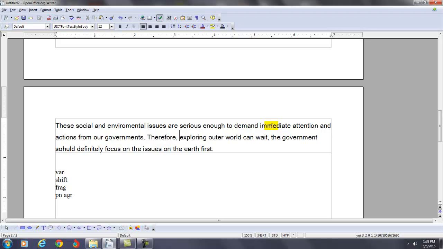Then you can just say, therefore, exploring outer space. The outer world, we don't usually say it like that. So exploring outer space can wait. The government should definitely focus on the issues on Earth first.